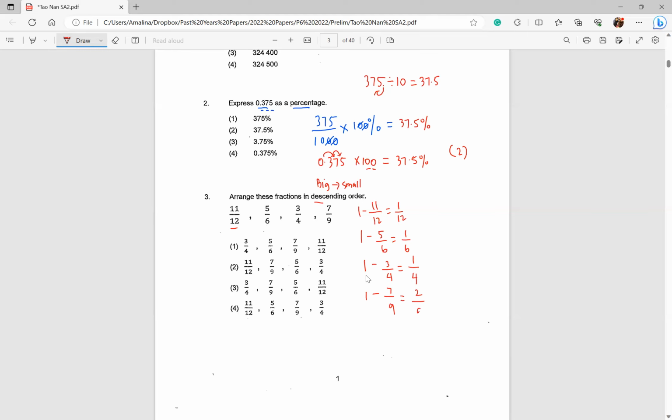Now, why do you compare the difference instead of looking at the fractions given? Because our fractions over here are a bit hard to compare. They have very different denominators and also very different numerators. Whereas if you look at the fractions in terms of the difference from 1 whole, the numerators are smaller and more consistent. So if I want the fraction to be very big, I'm looking at the difference to be very small.